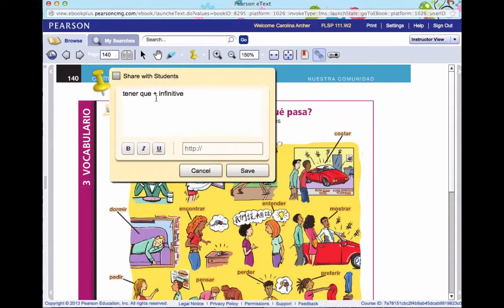So for example, if I say I have to prepare for the exam, I'm going to say yo tengo que preparar para el examen. Okay, so this after que is always going to be in the infinitive form. What you do have to conjugate is tener, okay, for the different persons.